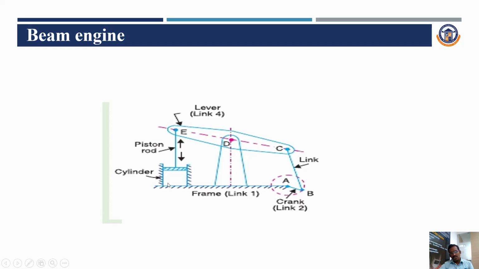That means the lowest. If the crank rotates continuously through 360 degrees in the clockwise direction, the piston moves up and down. This is called a beam engine, and this is an application of the beam engine. The piston moves to and fro, so rotary motion is converted into reciprocating motion.